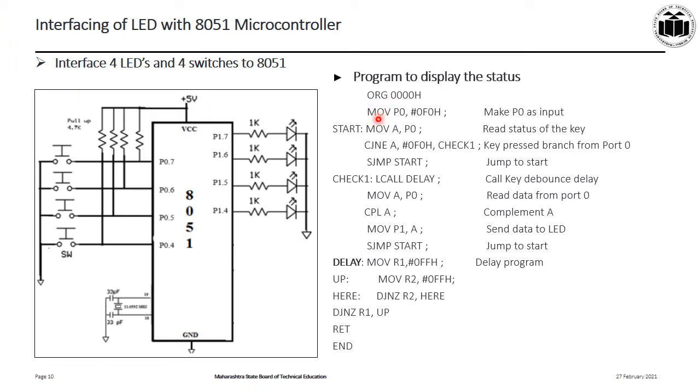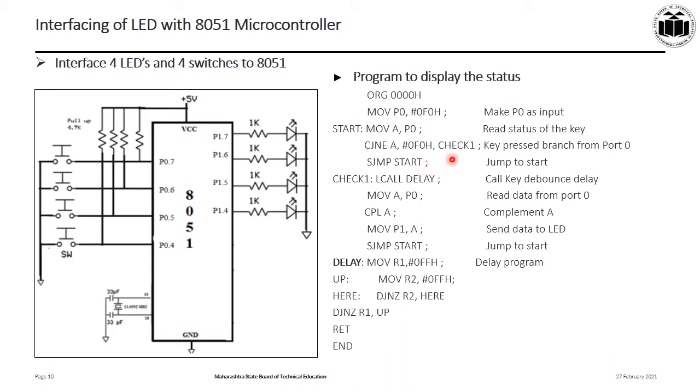So port 0 is made as input port. 1 is written on all the higher bits of port 0. Then the status of the key is read. So port 0 is moved to accumulator. CJNE will help us check which key is pressed and branch from port 0. So if no key is pressed, microcontroller will keep monitoring in this loop till the key is pressed.